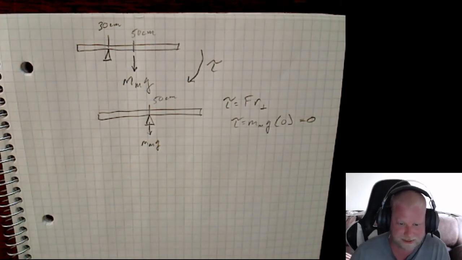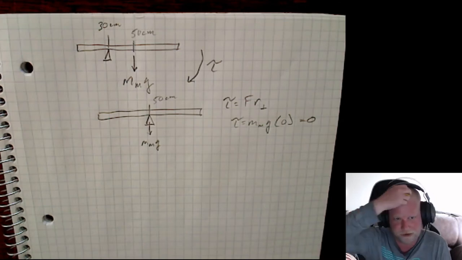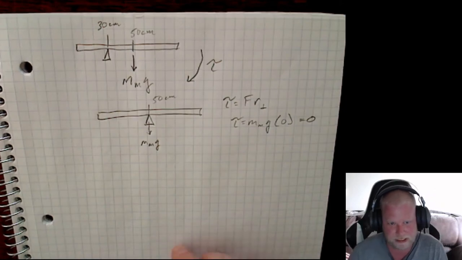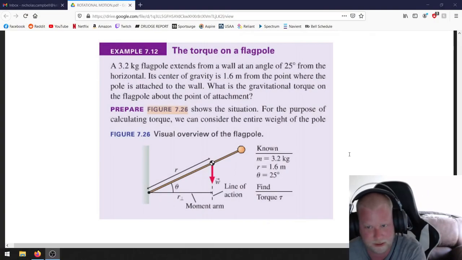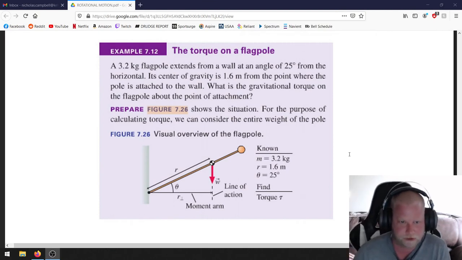So let's take a look at this in action. So in example 7.12 in the notes, we've got a 3.2 kilogram flagpole. It extends from the wall at an angle of 25 degrees from the horizontal. Its center of gravity is 1.6 meters from the point where the pole is attached to the wall. What is the gravitational torque on the flagpole about the point of attachment?